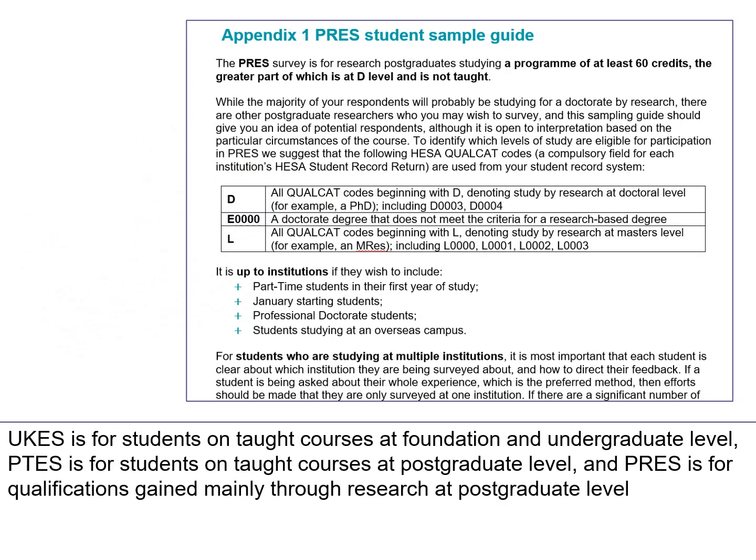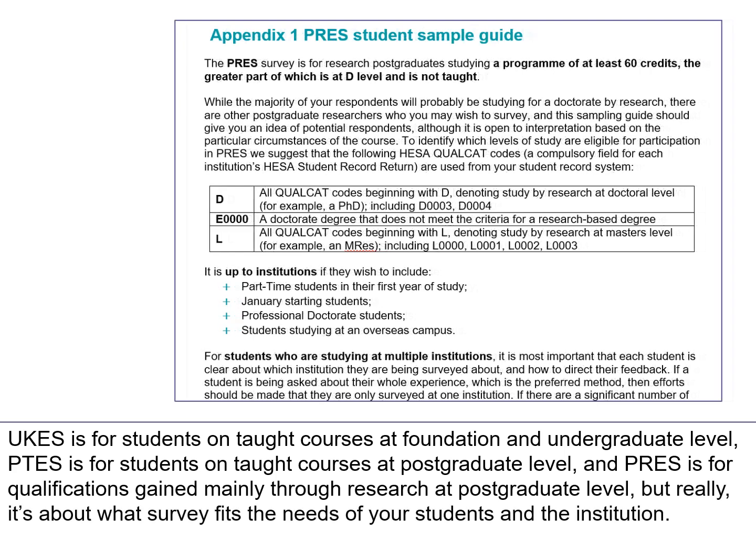UCES is for students on taught courses at foundation and undergraduate level. PTES is for students on taught courses at postgraduate level. And PRES is for qualifications gained mainly through research at postgraduate level. But really, it's about what survey fits the needs of your students and the institution.